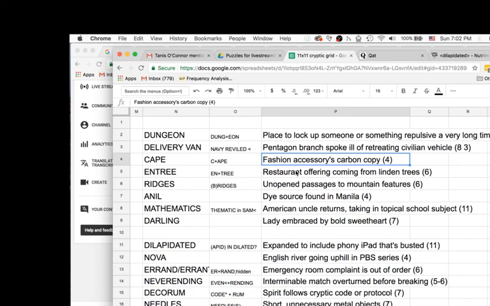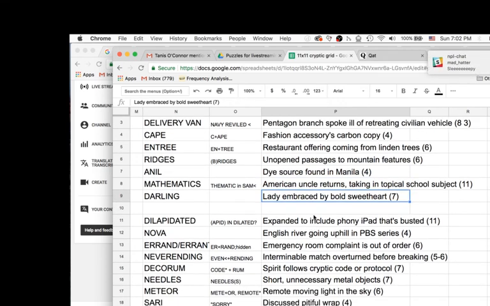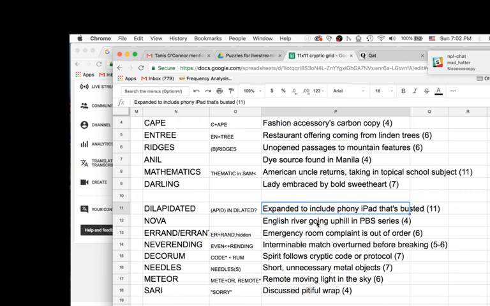Fashion accessories, carbon copy. I might choose something instead of carbon if I'm talking about fashion accessories, but that's still serviceable. Restaurant offering, coming from linden trees, unopened passages to mountain features, dye source found in Manila, American uncle returns taking in topical school subject, lady embraced by bold sweetheart, expanded to include phony iPad that's busted. English River going uphill in previous series.